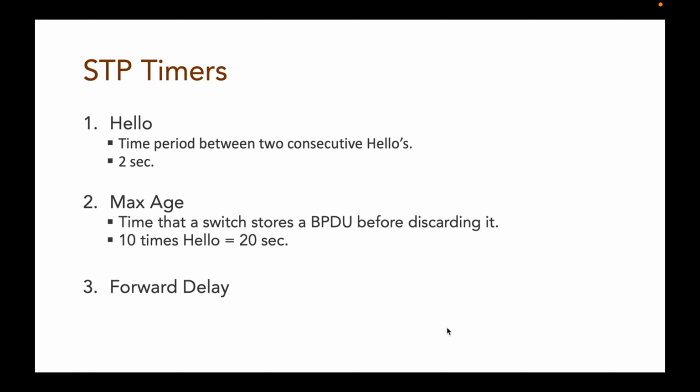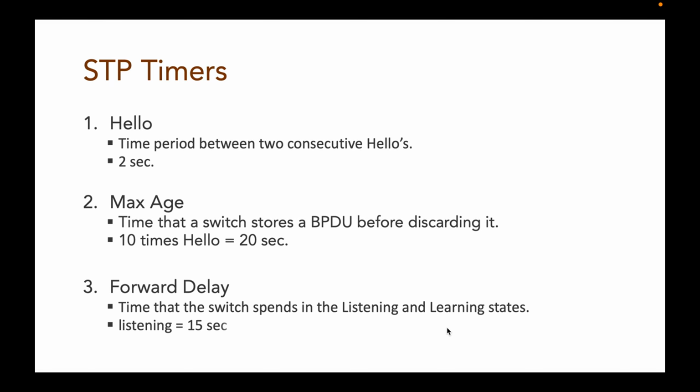Then we have the forward delay timer. Forward delay is the time that the switch spends in the listening and learning states when it's transitioned from blocking state to forwarding state. A port stays in an interim listening state and then an interim learning state for the number of seconds defined by the forward delay timer. That is 15 seconds in the listening state and 15 seconds in the learning state.